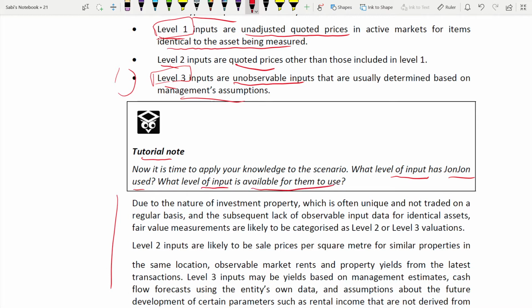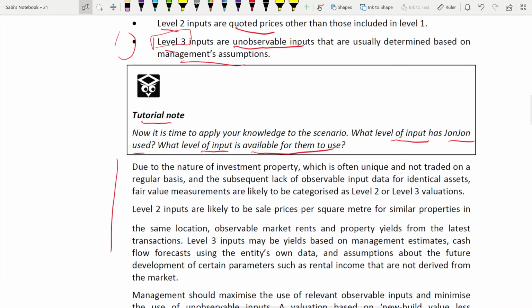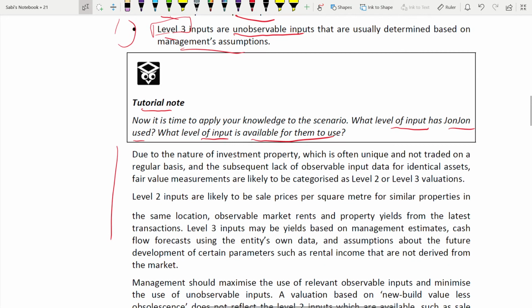You have to see what they are using and what is available for them. Okay. So you start by saying the nature of the investment property. You have to understand what type of property it is, because some assets are easy. There is an active market. You can easily get the prices. Not all assets are like that. For some, it's hard to get. There, if you are using level 2 and 3, it is justified.